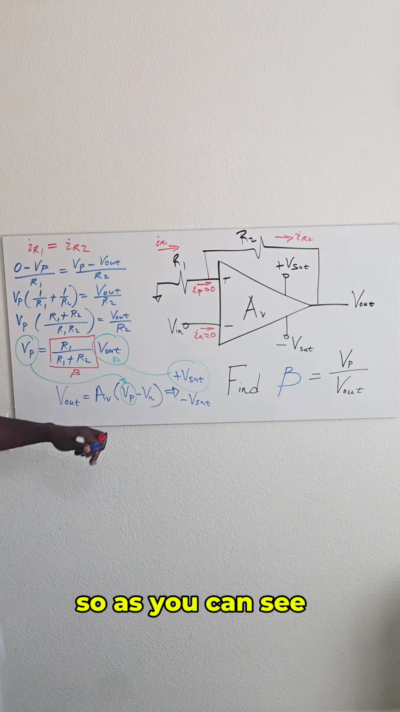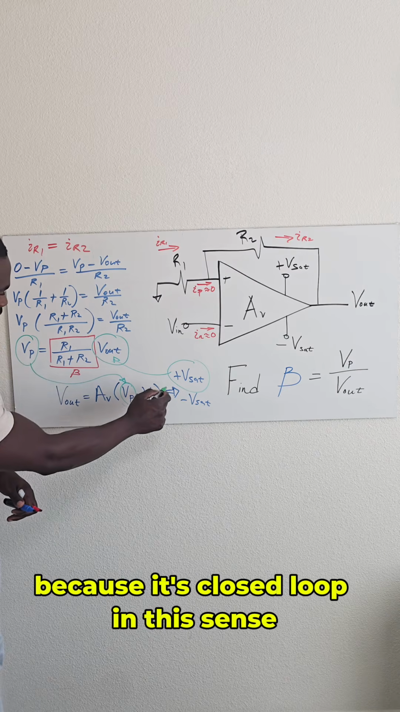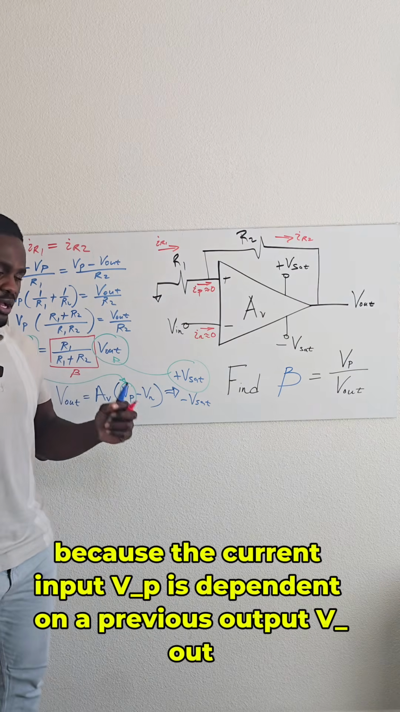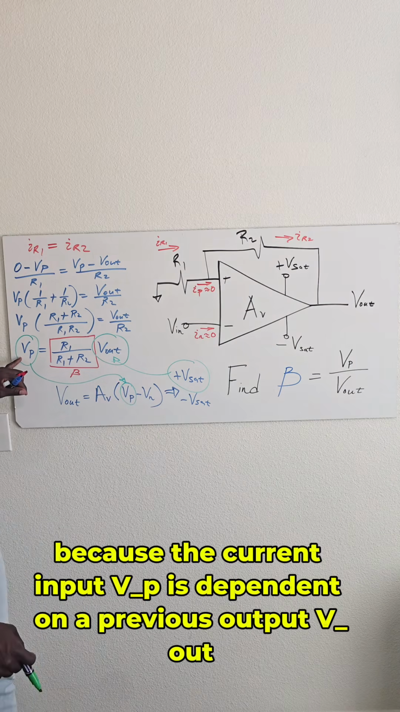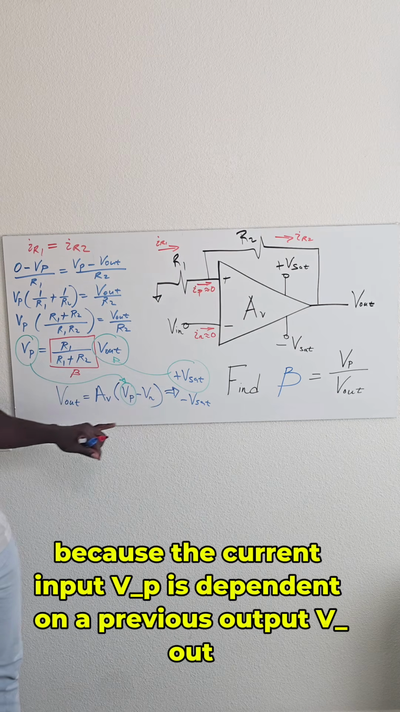So as you can see, this system is a closed loop system because it's closed loop in this sense, and it has memory because the current input Vp is dependent on a previous output Vout.